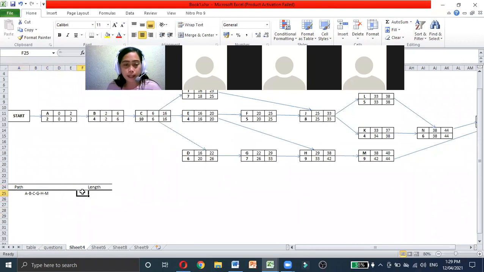Okay, how many is this? How many lengths does it have? We have 16, 8. A, B, C, D. Okay, how much is that? 40. Okay, that is 40 weeks. Okay, next path.